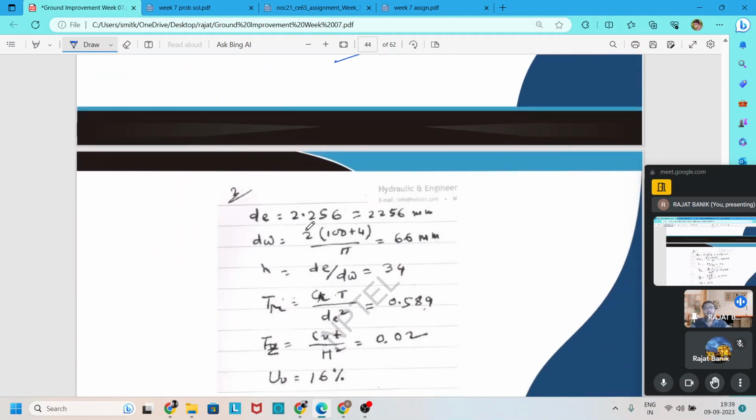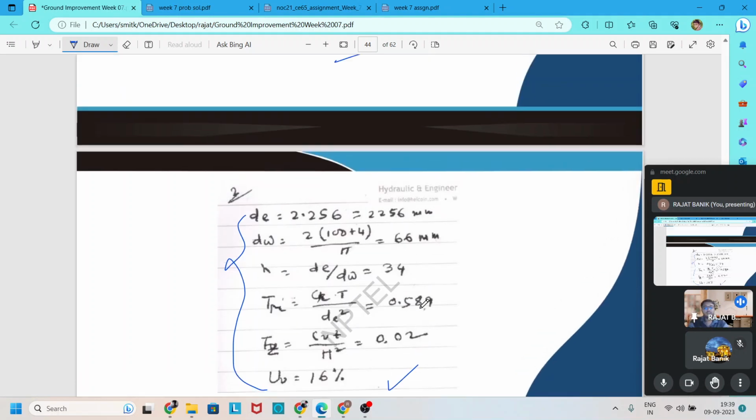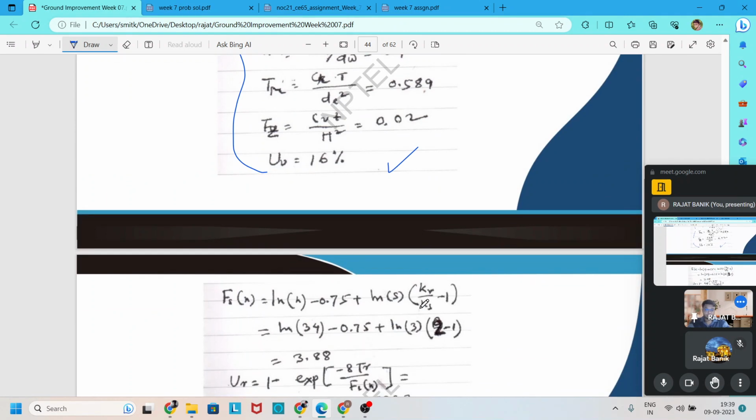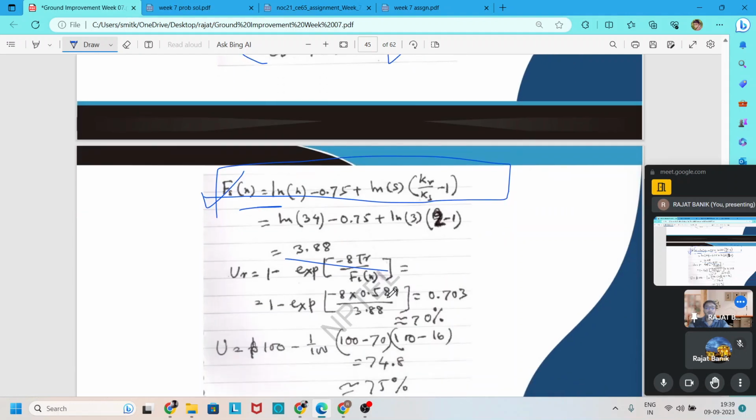Now, all the values which we found previously up to vertical consolidation are the same. We need to change our formula for the radial direction. For the radial direction, we need to change our Fn. By this formula, we modify our Fn, and it comes to about 3.88, and kr by ks is here: kr is 3, ks is 1.5, so it is 2. And we find Ur is equal to about 70%.